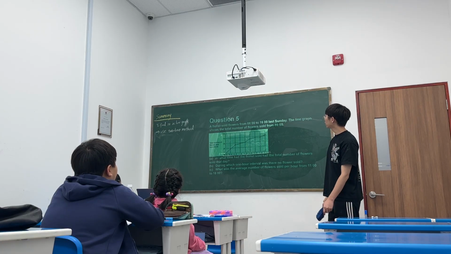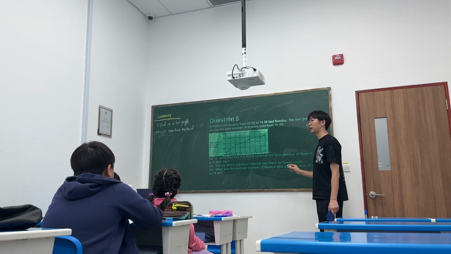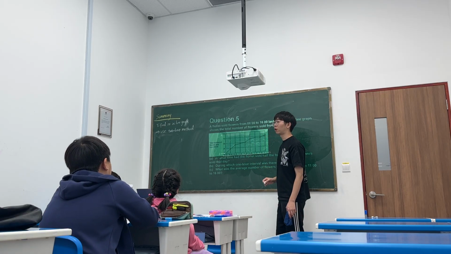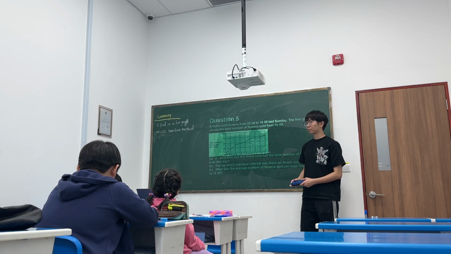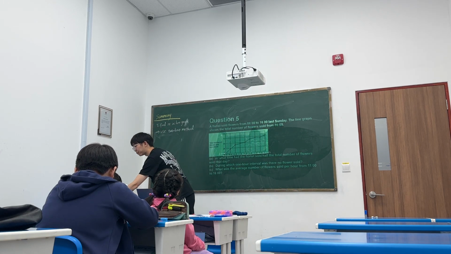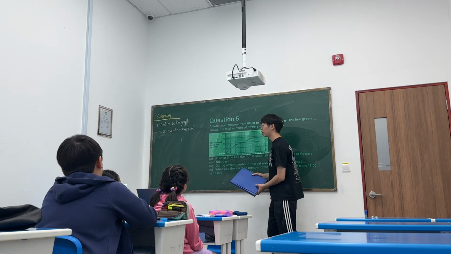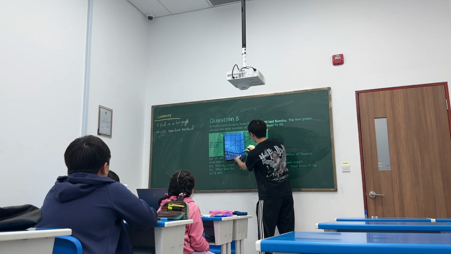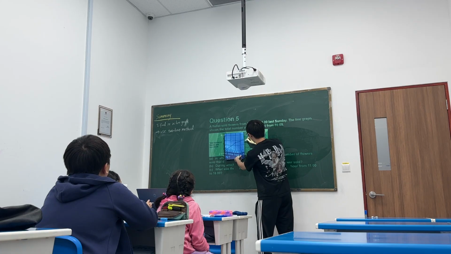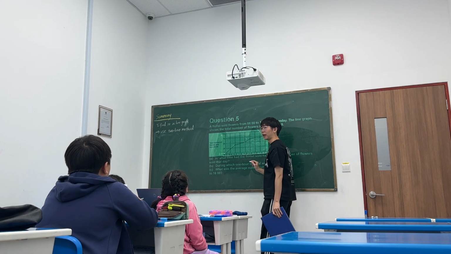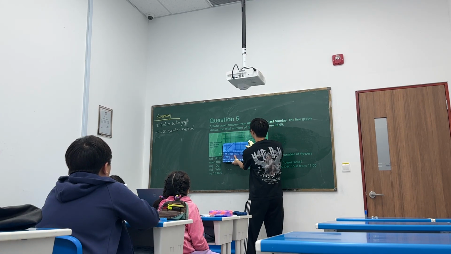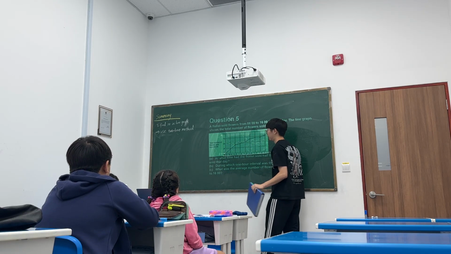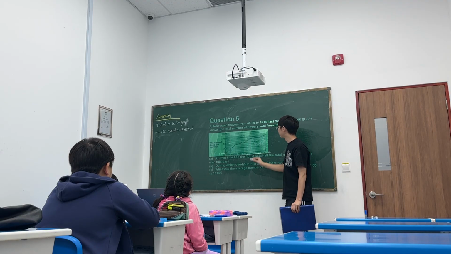Alright, now let me ask a question to Rachel. At 12 o'clock, how many flowers are sold? 50, very good. Now, how do you know it's 50? From 12 o'clock, draw a vertical line up until you meet this point. And then draw a horizontal line to the left, and meet 50, so the answer is 50.